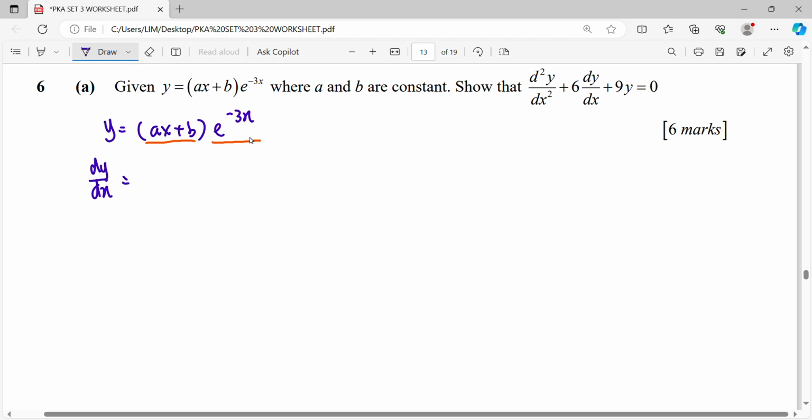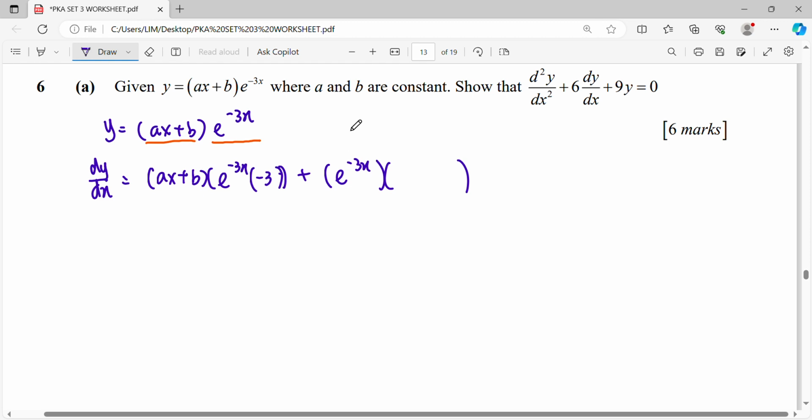Product rule: copy the front, differentiate the back, plus copy the back, differentiate the front. So differentiate the back means we will focus on differentiating the exponential, negative 3x here. Differentiate the exponential: copy the question, differentiate the power, negative 3.